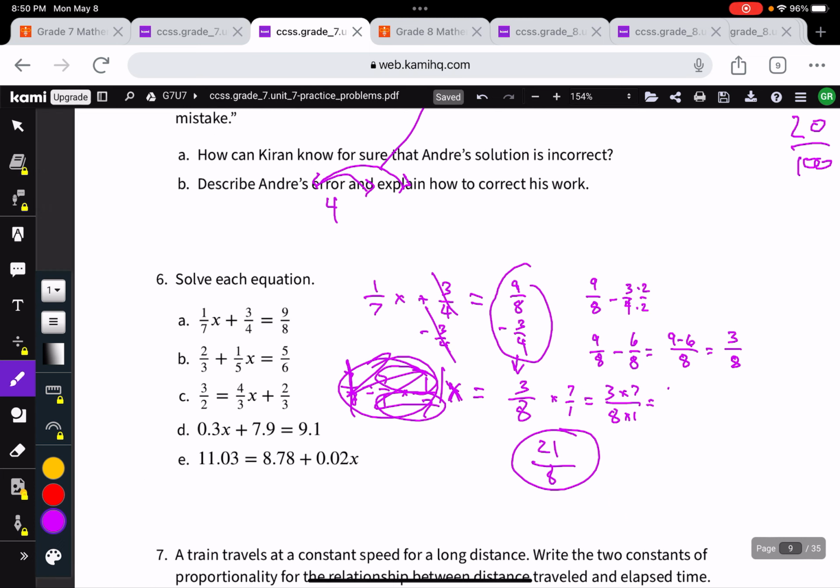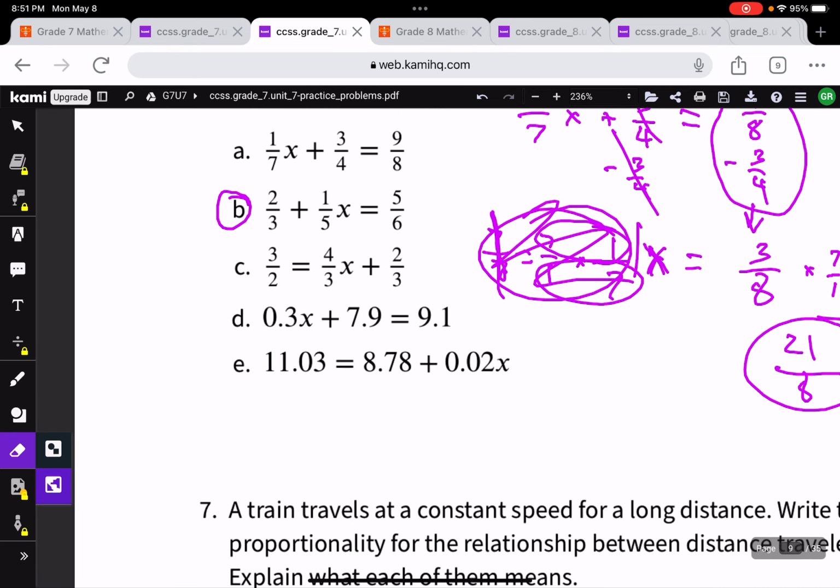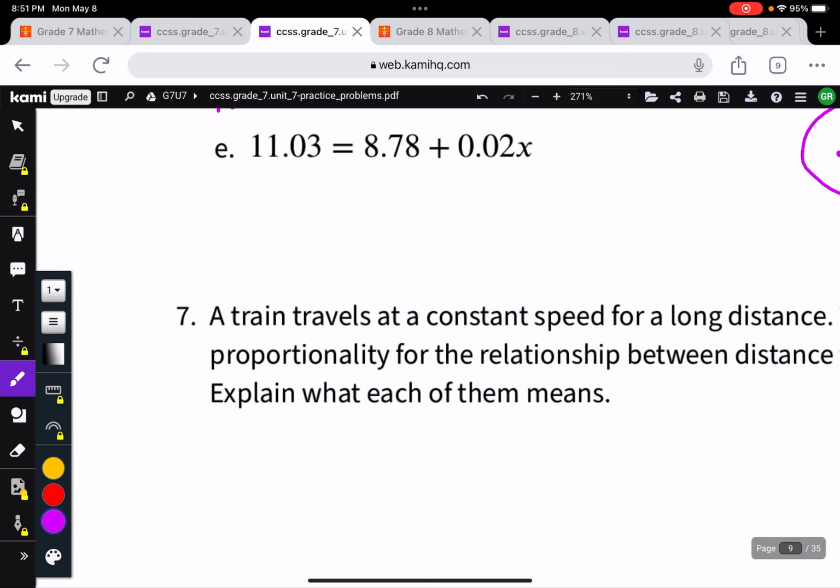See if you can mimic that. I won't let you do all of them, but see if you can mimic that. I want you to do B. Same problem, slightly different numbers, and they just switch the x to here. So same steps. And then don't worry about doing C and D. But let's do E real fast.